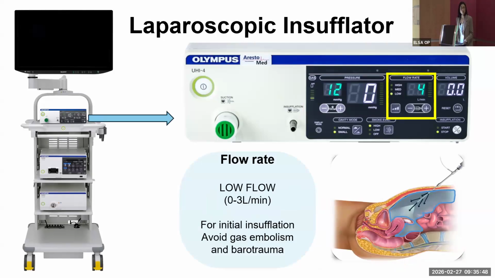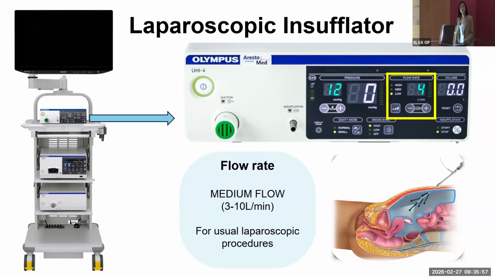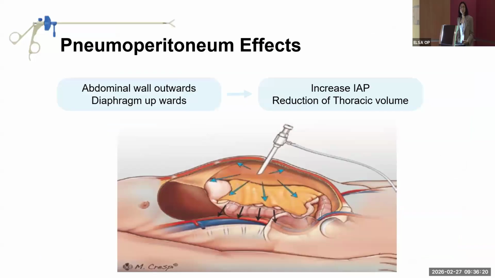So usually we use low flow for initial insufflation and to avoid gas embolism and barotrauma to the patient. So we start slow first, and then we increase to medium flow, because this is what we usually use during laparoscopic surgery. High flow we usually use when we're doing suctioning, because suctioning will be bringing out some air, so we have to put a little high flow. Or for obese patients, because the adiposity is a little heavy. So we need a little more flow rate just to increase our field of vision during operation.